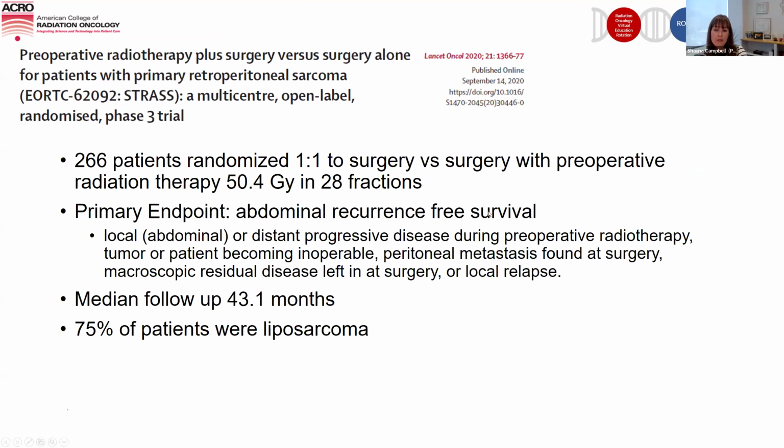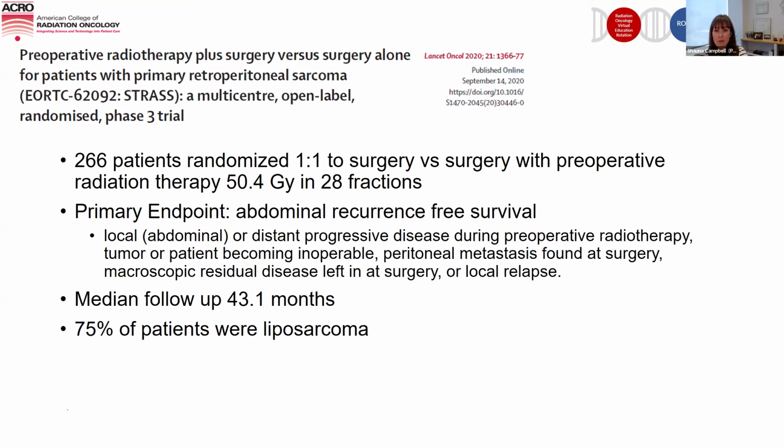Okay, so the STRASS trial, this was a very important, very big, excellent study that was done. It was a phase 3 study of 266 patients that were randomized to surgery versus surgery with preoperative radiation of 50.4 gray in 28 fractions. This was retroperitoneal sarcoma, so this included liposarcoma, leiomyosarcoma, and other histologies. And the primary endpoint was evaluating if the addition of preoperative radiation improved abdominal recurrence-free survival.